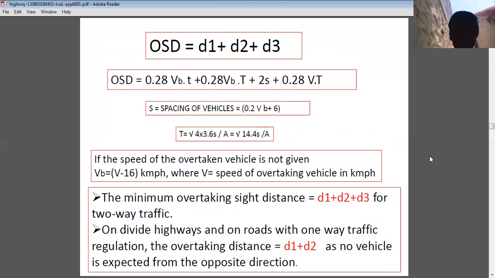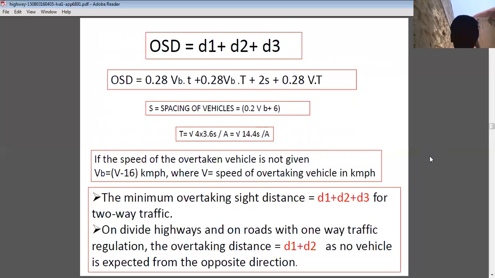If the speed of the overtaken vehicle is not given, we have to take VB equal to V minus 16 kmph, where VB is the overtaken vehicle speed and V is the speed of the overtaking vehicle in kmph. The minimum overtaking sight distance is given by D1 plus D2 plus D3 for two-way traffic. For one-way traffic, it is D1 plus D2, because in one-way traffic there is no vehicle coming from the opposite direction.